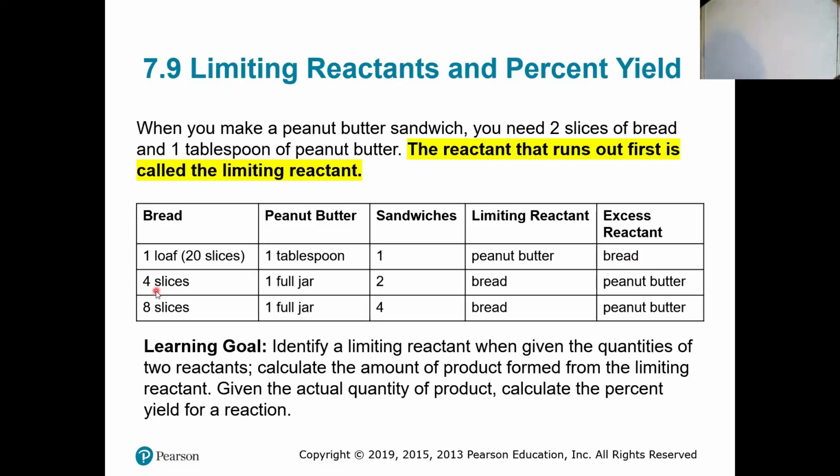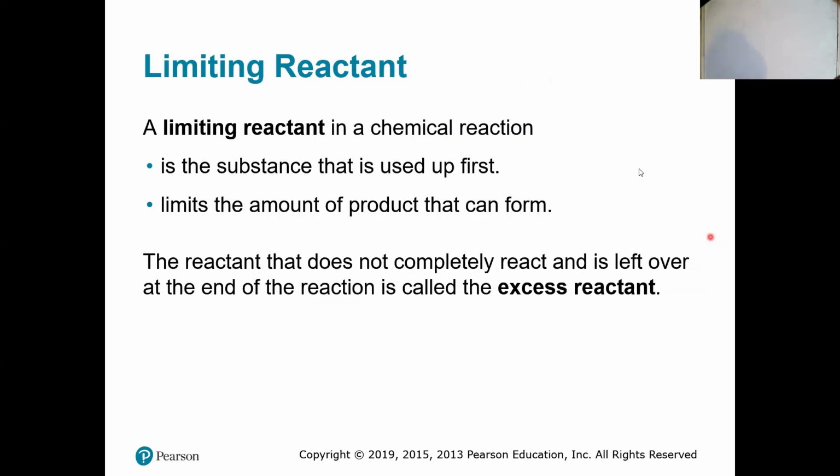Let's say that I only have 4 slices of bread, but I have a full jar of peanut butter. A full jar has many tablespoons. If I only have 4 slices of bread, I can still only make 2 sandwiches because after I make 2 sandwiches, I don't have enough bread to make any more. So my bread becomes my limiting reactant in that case, and my peanut butter is going to be my excess reactant. This is the idea of limiting reactants, and this is what we're going to talk about in this section.